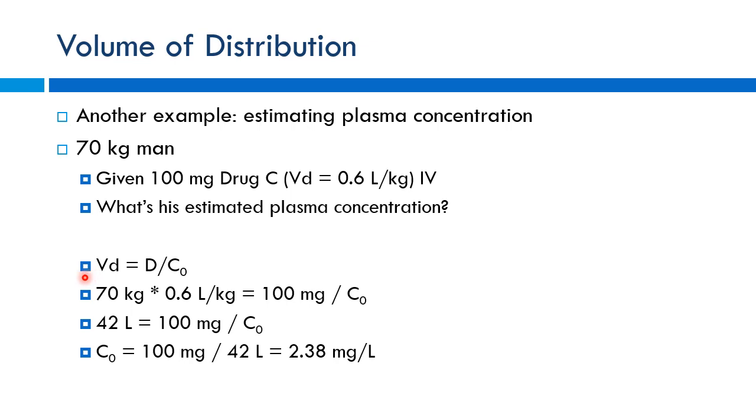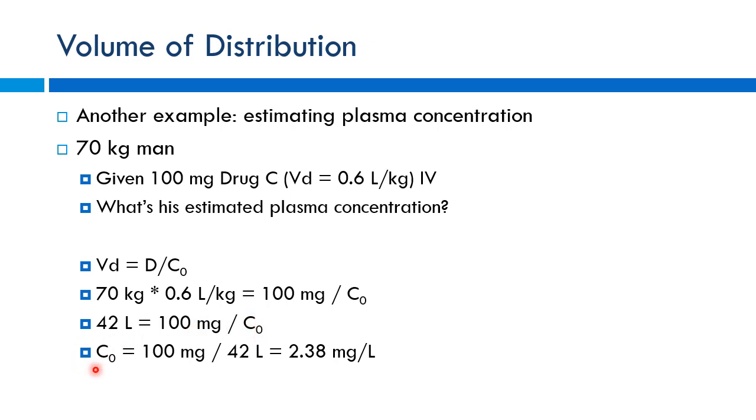So how do I get the volume distribution for my patient? I would take that 0.6 and I multiply it by 70, right? Makes sense? That cancels out the kilograms, and I just get the liters left over. So in this case, for this patient, 42 liters is the volume distribution, okay? I know the dose that I gave was 100 milligrams. I'm substituting in that. And then by modifying it, I solve for C0.